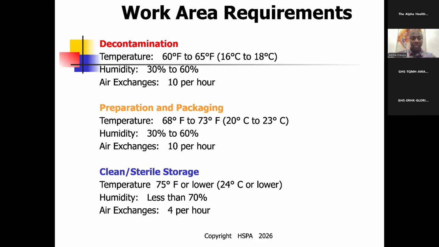All right. So these parameters should always be monitored and documented. And so in all our facilities, we will have temperature and humidity control monitoring.